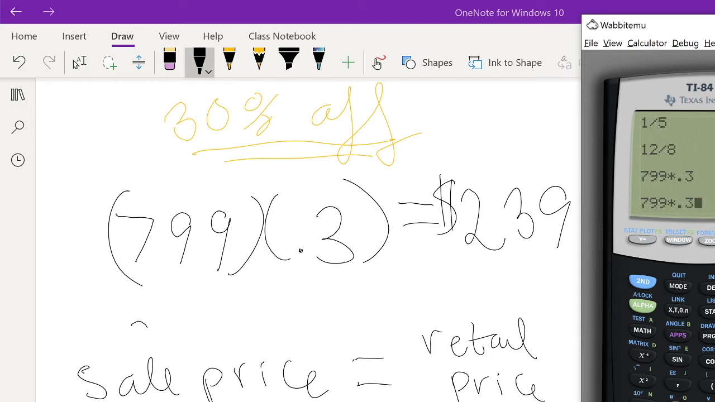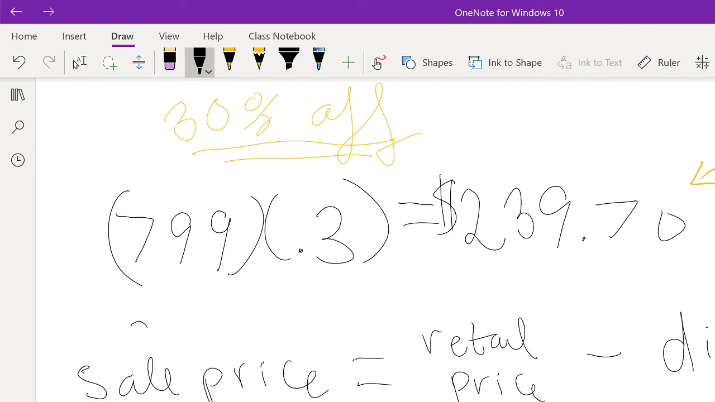Excuse me, let me try that again. So 799 minus, and then second, and sorry, not enter, the negative one here, the ANS, hit that one. Now what that does, it brings back the previous answer. In this case, the previous line was 239.7. So it'll do that operation, 799 minus 239.7. So hit enter here, and we get $559.30. Now that is the sale price.